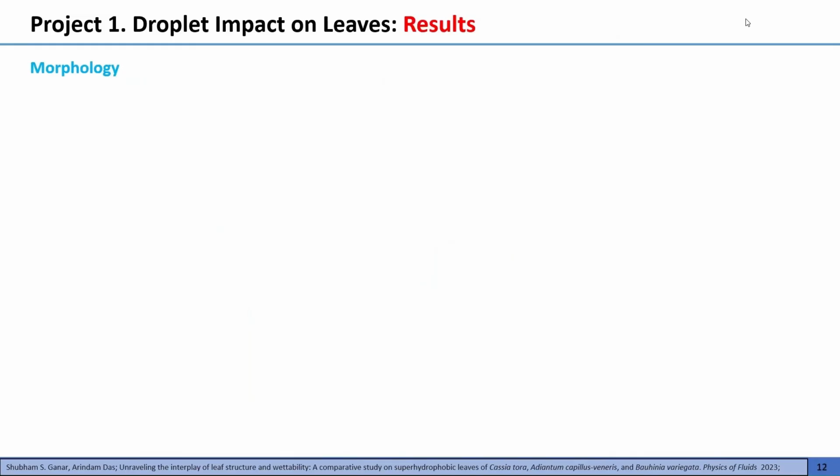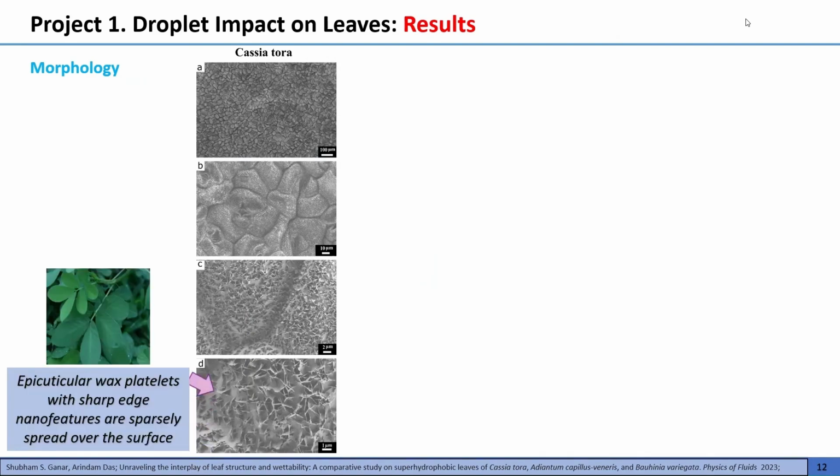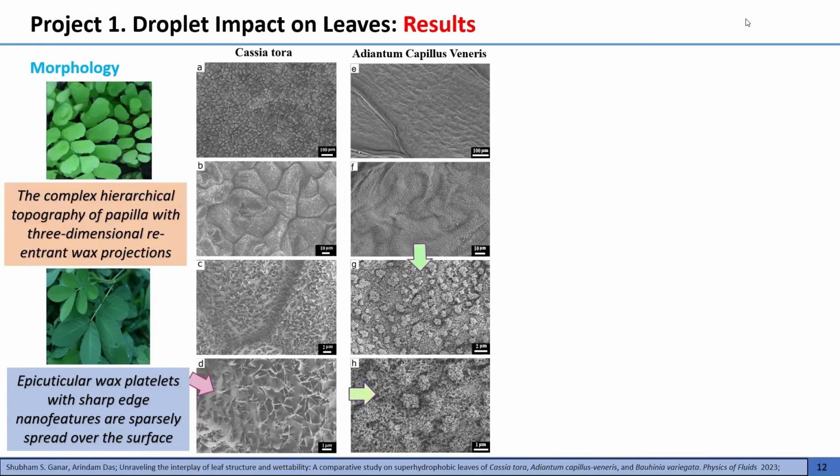Morphology. As you can see in this image for Cassiodora at 1 micron scale, you can see the elliptical wax platelets with sharp-edged nano features which are sparsely spaced over the surface. In ACV, you can see the complex hierarchical topography of papillae with 3D re-entrant morphology that is very closely packed to each other, and it has a mushroom-like structure on the surfaces.